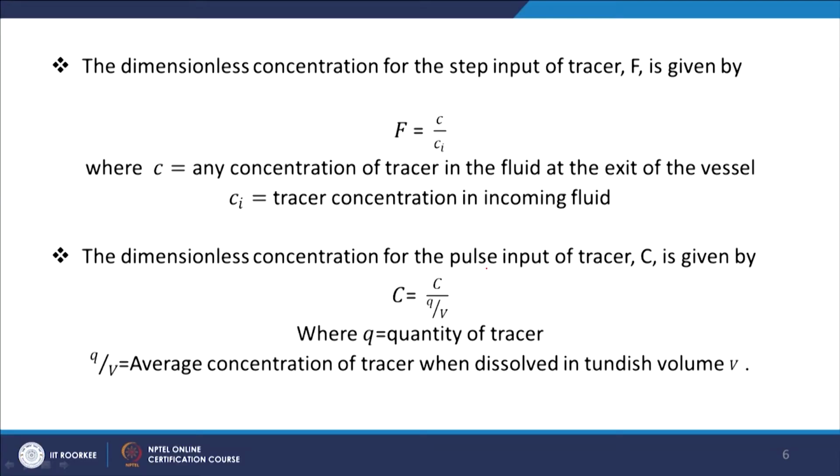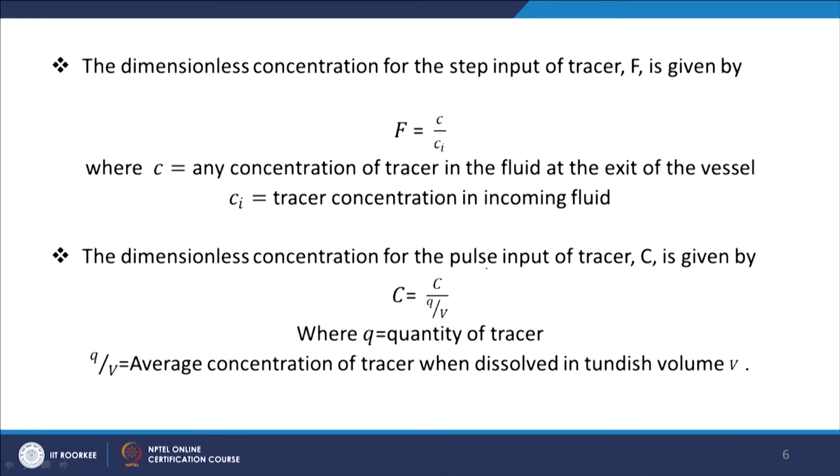Then you also have the dimensionless concentration on the y axis, where you get the concentration by dividing with a certain concentration. Now, there are two types of input of the tracer inside the tundish: one is the step input and another is the pulse input. In the step input, we constantly apply the tracer and it goes into the tundish continuously. That is your step input, and the curve you get is also known as the F curve.